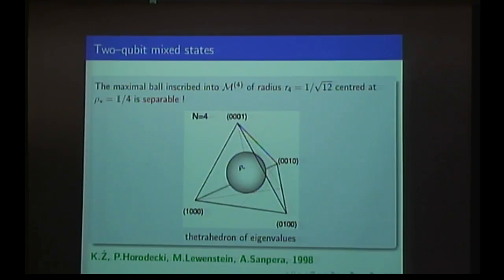Almost 20 years ago, in fact, more than 20 years ago, we had a paper in which we first discussed the simplest case of 2 qubits, and we could show that the center of the body of mixed states, here I denote the tetrahedron of spectra, so the 4 eigenvalues of a density matrix of size 4. There are 4 numbers which sum to unity, it's a tetrahedron. And we showed that if you have a spectrum which is sufficiently close to the center of the tetrahedron, then the state is separable. In fact, the entire maximal ball in the set of eigenvalues corresponds to separable states. So this is like a first result in this direction.